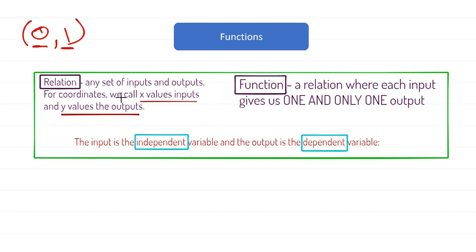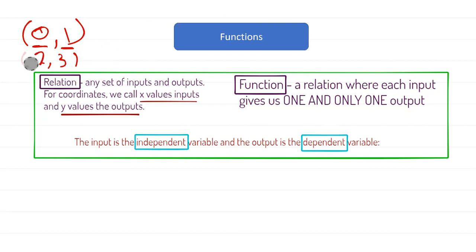Now, any set of coordinates that I give you, that's a relation. So I could give you 0, 1, and I could give you a set that also includes 2, comma 3. If these are both in the same set, that's a relation. There's no special relationship between them that we know of. It's just a relation. I want you to imagine it's just any set of inputs and outputs, so you can think of it as any set of x and y coordinates.